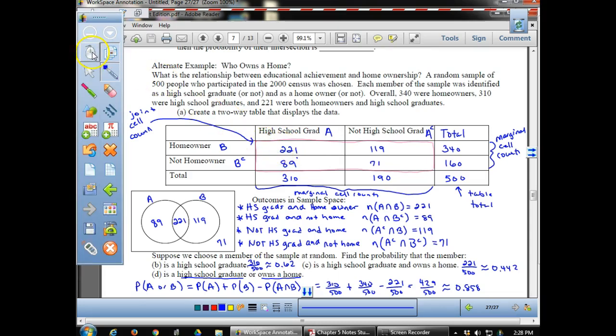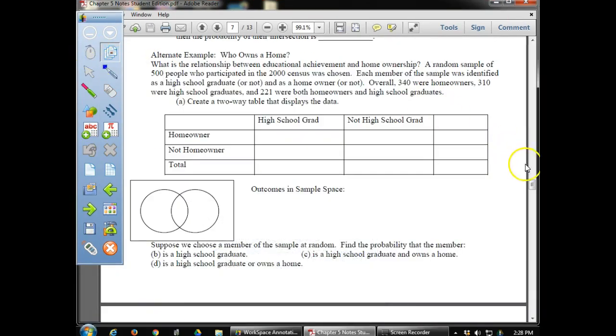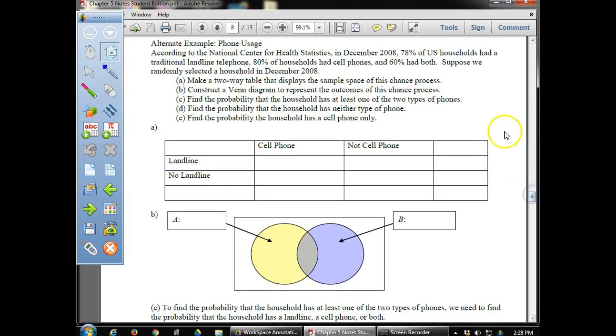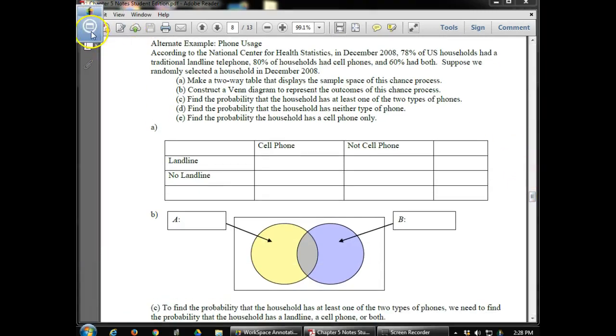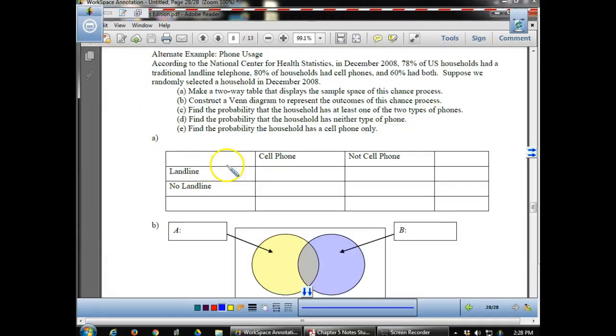All right. There's another problem on the next page, and you'll notice that this problem doesn't give us counts, it gives us probabilities, and it's the same exact process, even though that's the case. I'm going to say that having a landline is going to be event A, not having a landline is A complement, and having a cell phone will be B, and not having one will be B complement. So make sure you know A is a landline and B is going to be a cell phone.